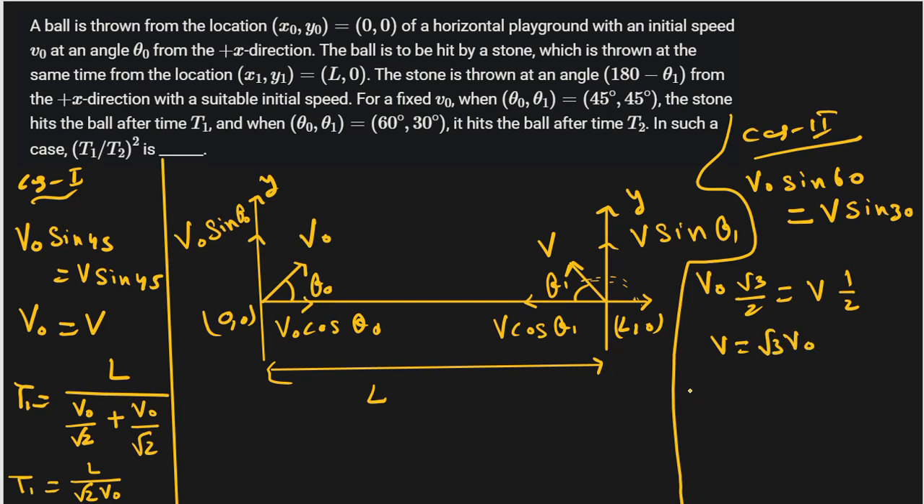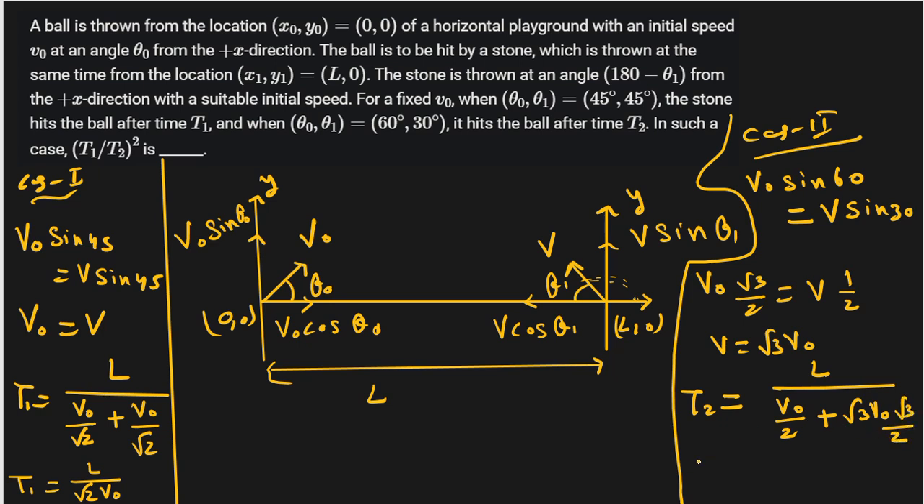Now again we will write the total time taken, which is total distance covered divided by relative velocity. Here also we have used relative velocity, the sum of these two velocities. Whenever two particles are moving towards each other, their relative velocity is the sum of their velocities. So here also the sum is V naught cos theta naught, where theta naught is 60 degrees. So V naught cos 60 is half, so V naught by 2 plus V cos theta 1. V is root 3 V naught, and cos theta 1 is cos 30, which is root 3 by 2.